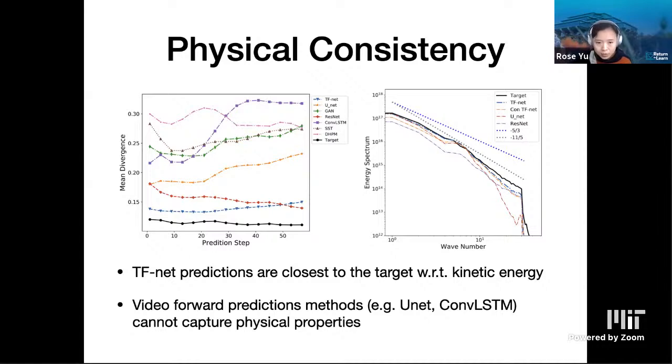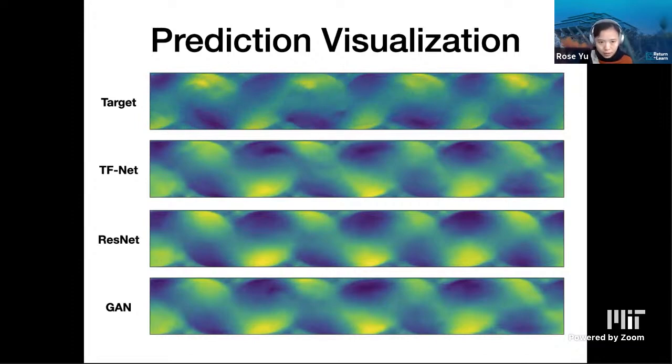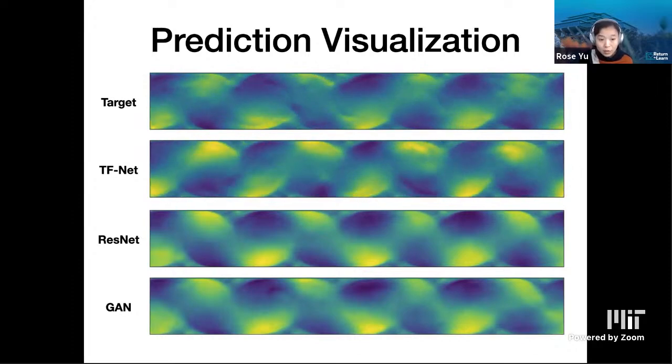Let me show you the actual predictions from our model. The top row is the target, and that's the ground truth. The second row is the prediction from our model, and ResNet and GAN are data-driven deep learning models without using any physics. What you expect to see is two circular patterns interacting with each other in a two-dimensional plane. That's the ground truth. And if you look at the predictions of our model, it can accurately capture this rotating pattern of two types of fluids, even capturing the small scale dynamics.